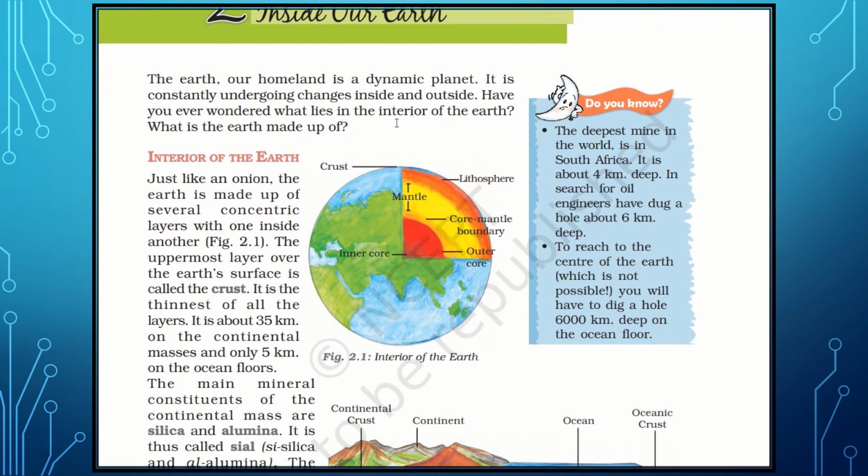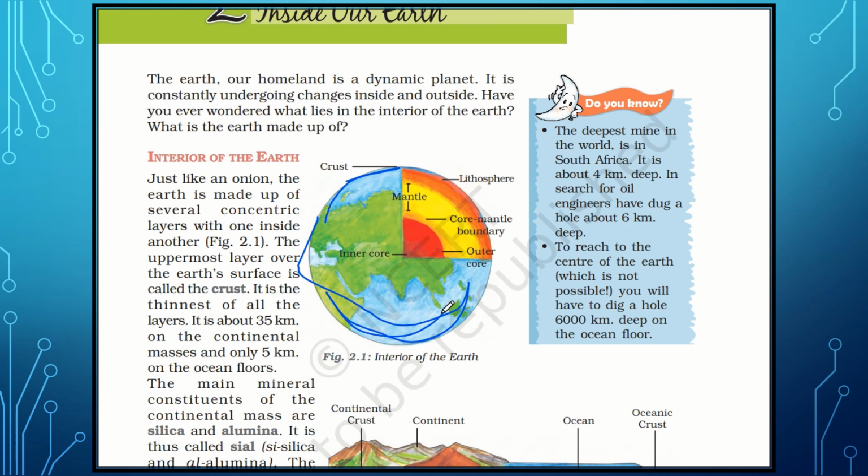So here, you can see in the picture of the interior of the earth, it is just like an onion. The earth is made up of several concentric layers, one inside another. The uppermost layer over the earth's surface, you can see here, is our crust. This is the part which I am coloring with the blue color. So it is the crust.